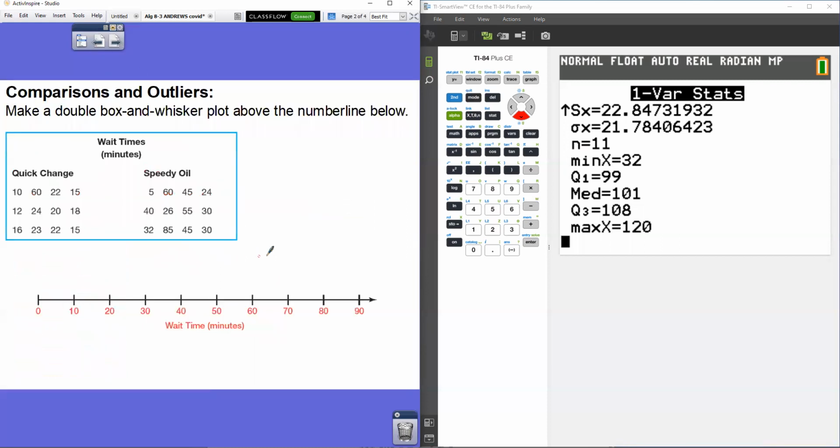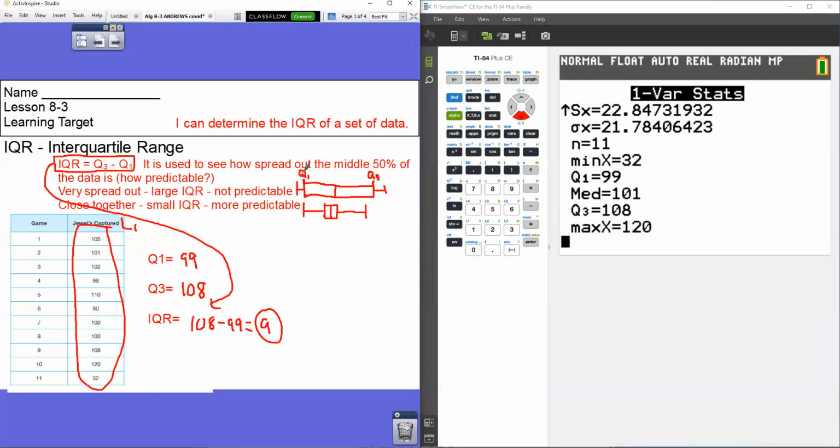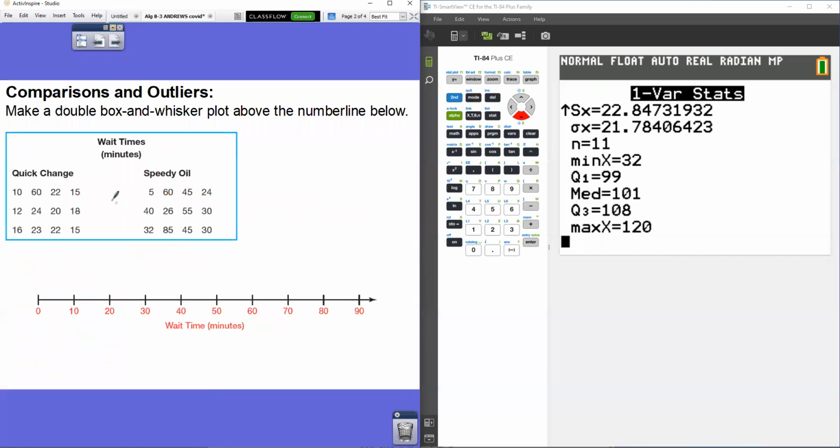Let's take a look at another one. So sometimes they're going to ask you maybe to make a double box and whisker plot. All that you're going to do is put one box and whisker plot right above the other box and whisker plot. Sort of how I did this one right here, actually. You're just putting one right above the other one. So let's take a look at the quick change numbers. Let's take a look at the quick change.